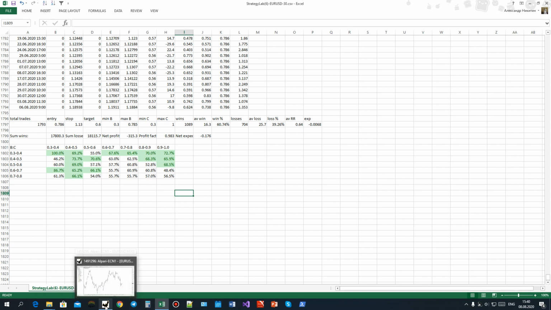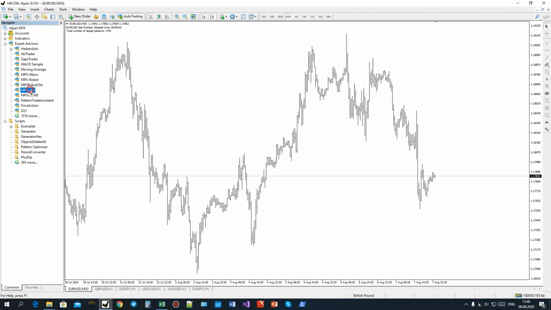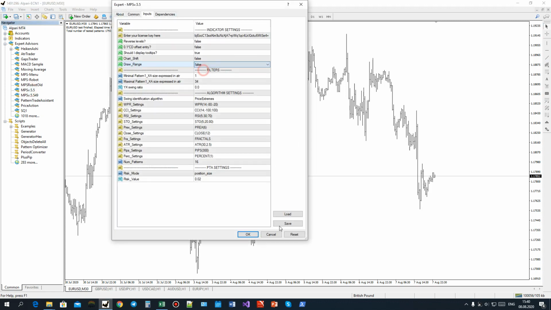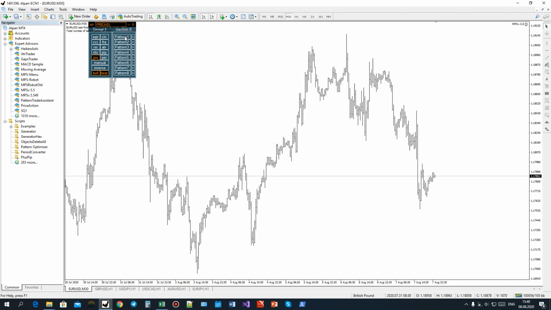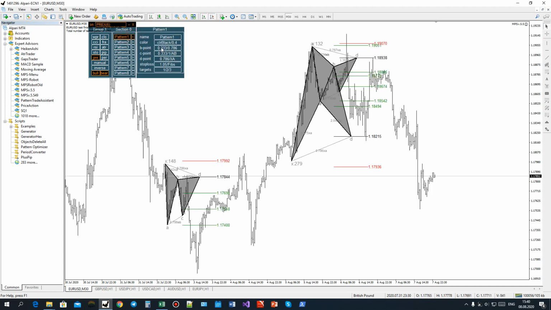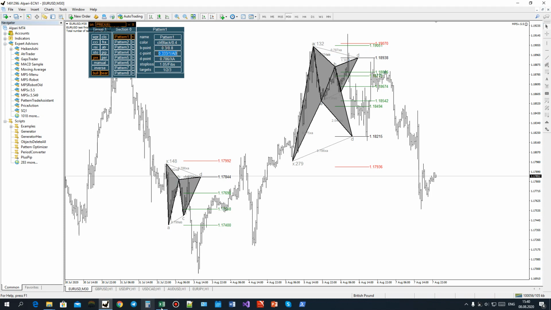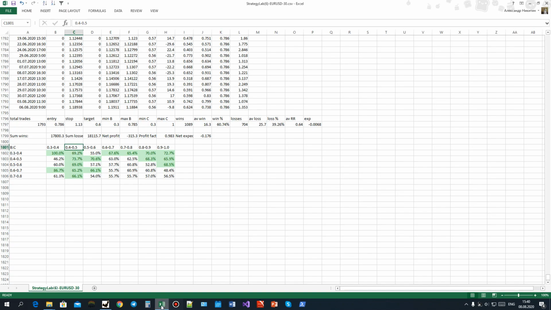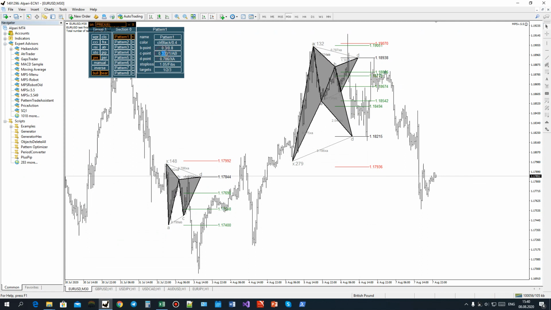So let's do the settings and let us set this. The B point from 0.3 to 0.8, and the C point is 0.4 to 0.5. So we will go to MPS and we will set that to false. Okay, pattern number 1, and that should be 0.3 to 0.8. And what was the C point? 0.4 to 0.5.